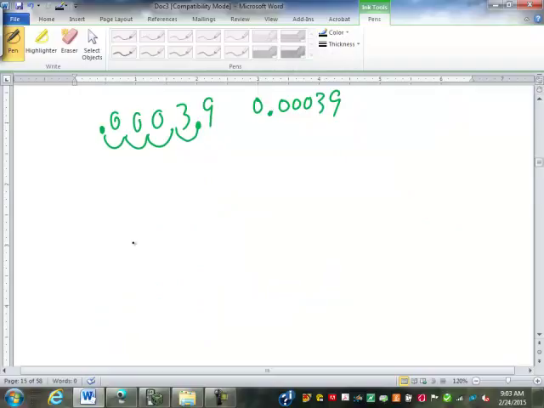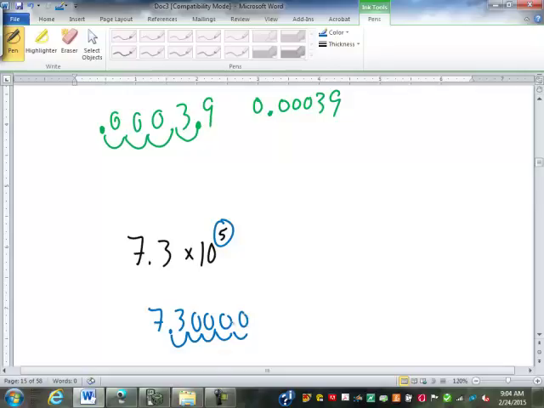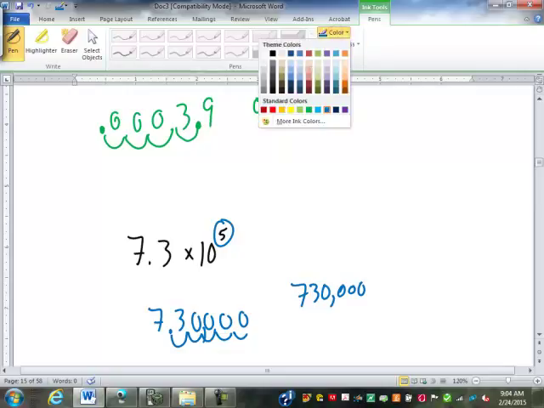You might have 7.3 times 10 to the 5th. What's going to happen? How far does the decimal point have to go? It's going to get bigger, and we have to go 5 spots. We go 1, got to add some zeros, 2, 3, 4, 5. So that ends up being 730,000. Simple enough? Yep.